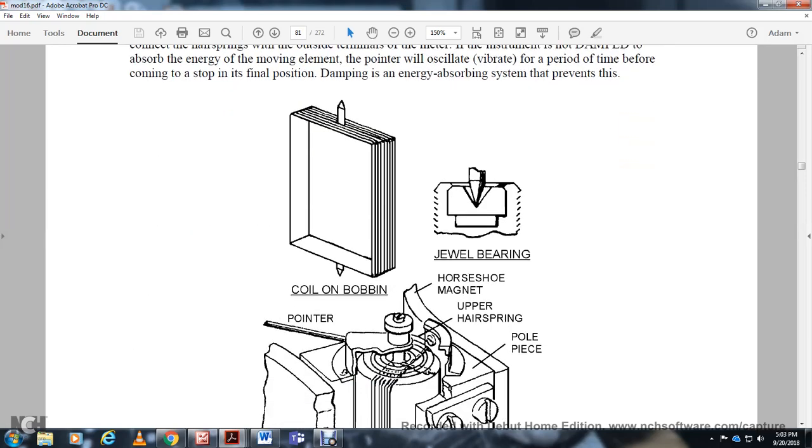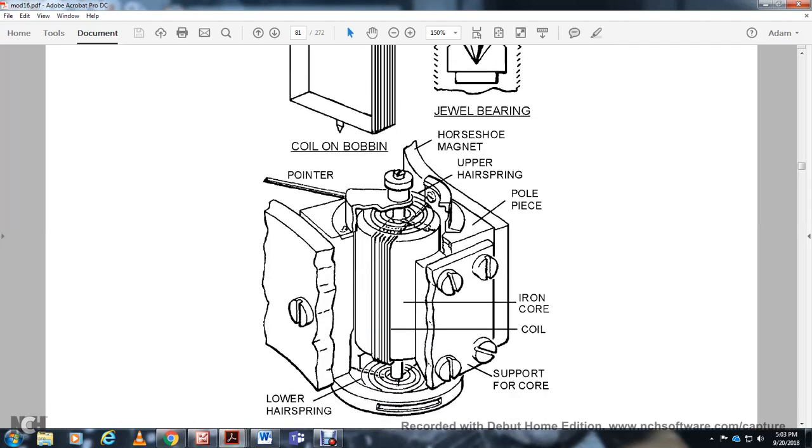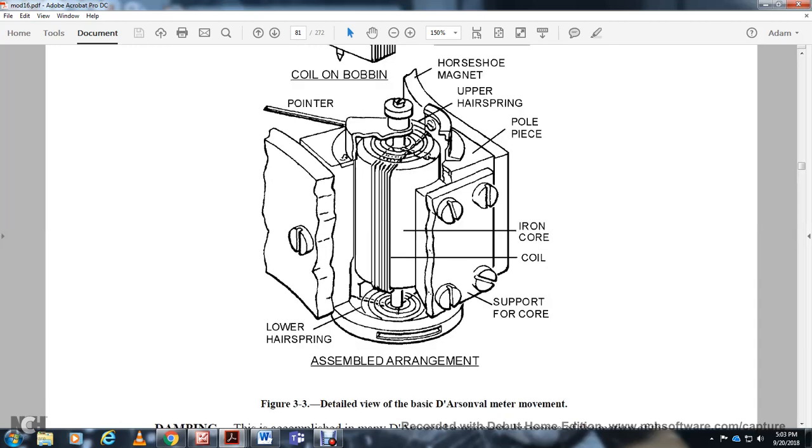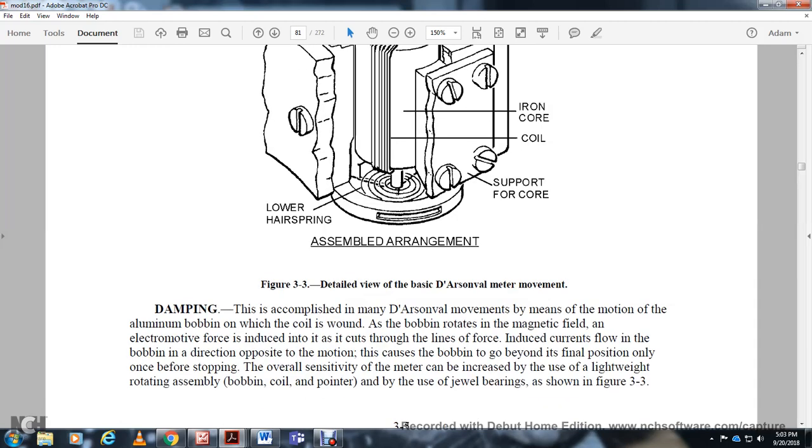This shows the coil, bobbin, pointer, jeweled bearing, horseshoe magnet, upper hairspring, pole piece, iron core, coil support, and lower hairspring. Figure 3.3 shows the detailed view of the basic D'Arsonval meter movement.